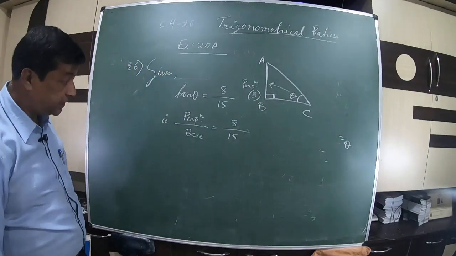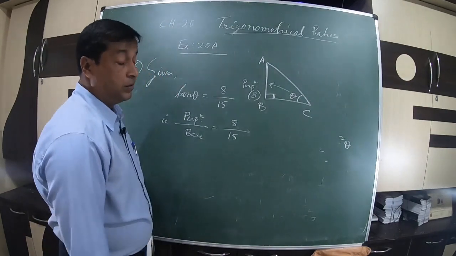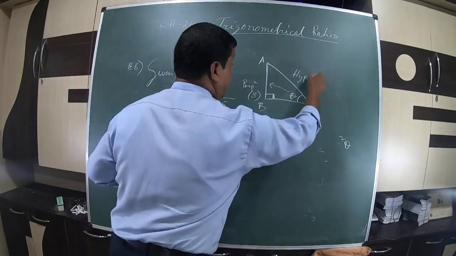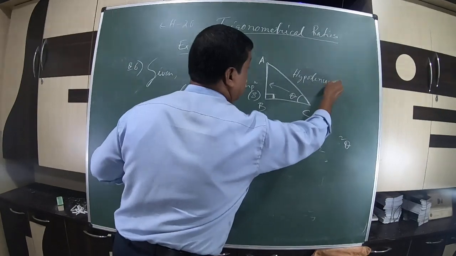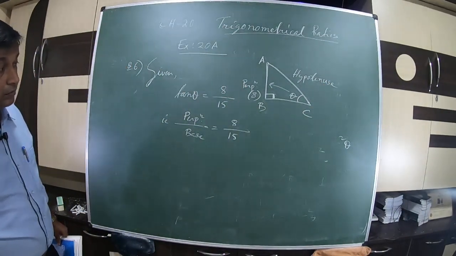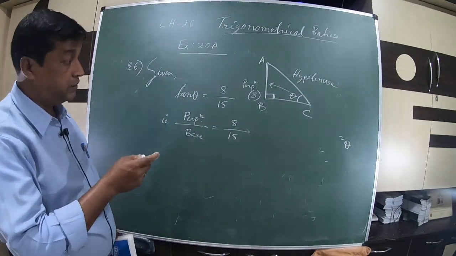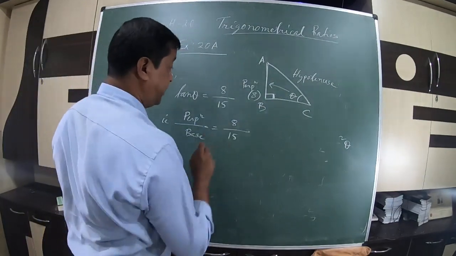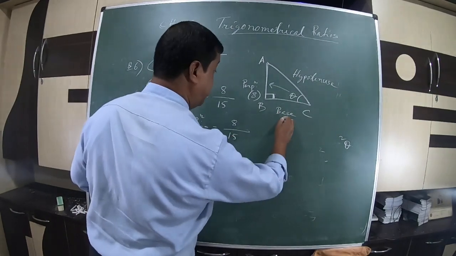Value is given 8. Now by base, now which is the hypotenuse? This is the longest side. So that is the hypotenuse. The longest side is the hypotenuse, that is the AC. Then if you can find out the perpendicular and hypotenuse, it is easy to find out the base. Now BC will be the base. So what is the value given here? 15.